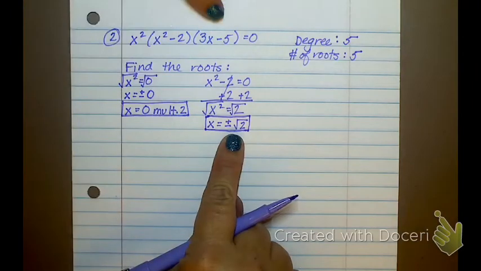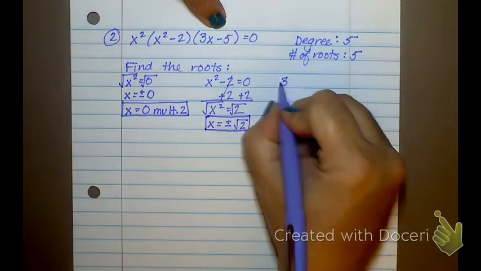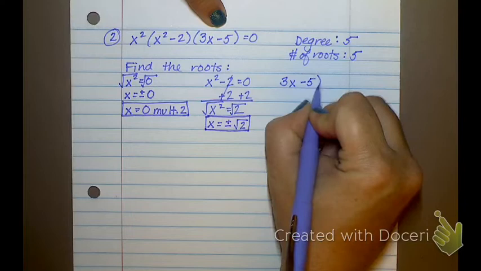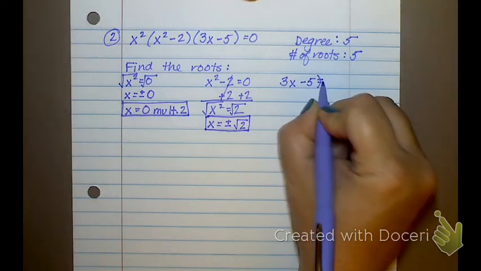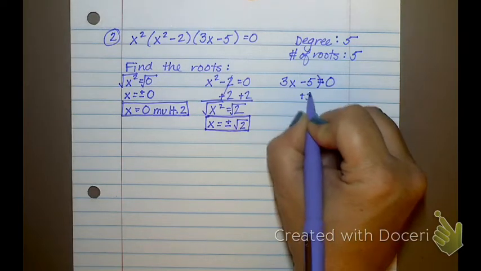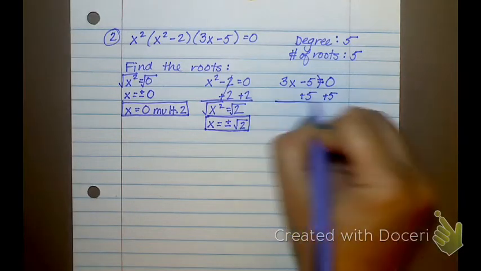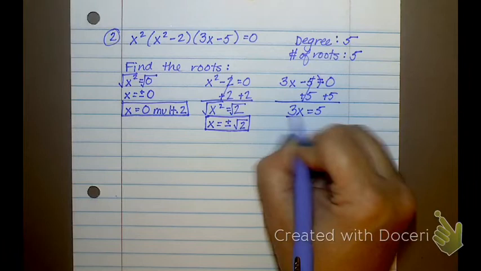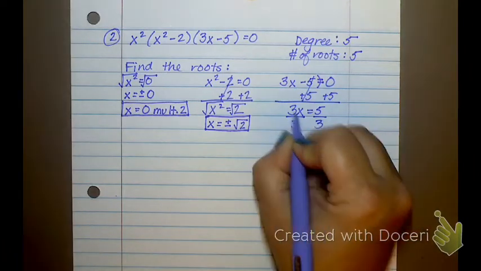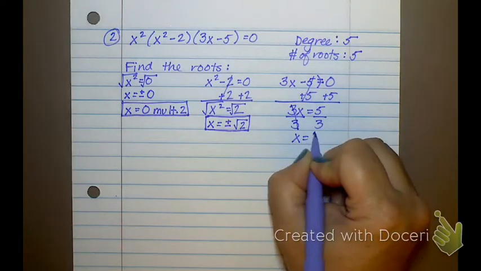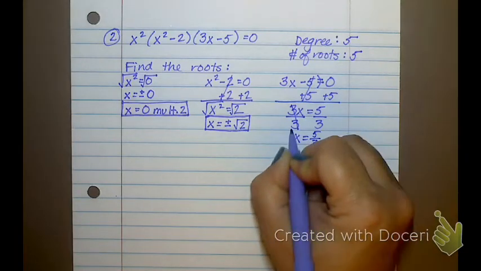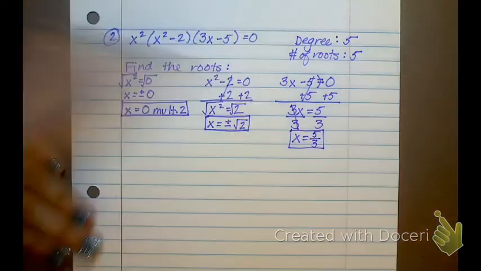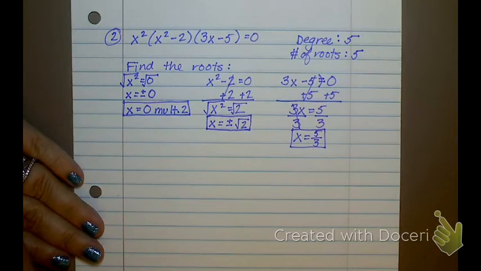My last answer comes from 3x minus 5. Oops, didn't need a parentheses there. So I'm going to add 5. 3x equals 5, and x equals 5/3. Again, leave it as a fraction as long as you reduce it. Easy peasy? When it's already factored for you, it's pretty simple, right?